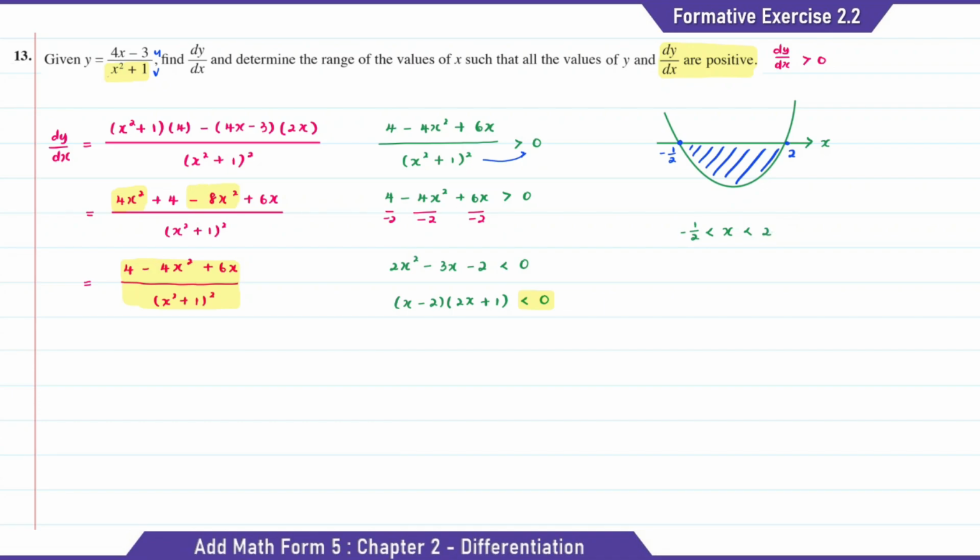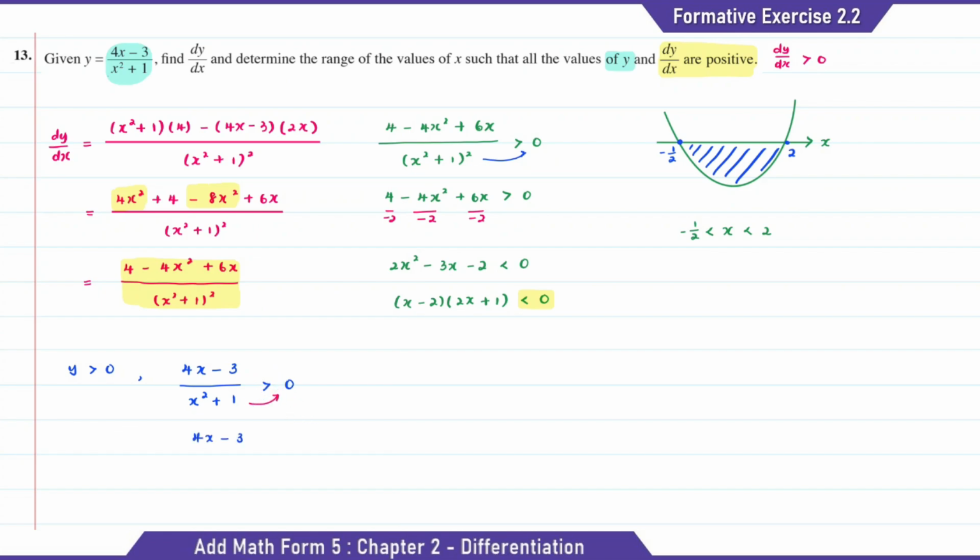We are not done yet, as the question stated that all the values of y are positive. This means y is greater than 0, which means this part will be greater than 0. To solve this, move the x squared plus 1 to the right hand side. Then 4x minus 3 is greater than 0. x is greater than 3 over 4. So here we have two ranges of values of x.